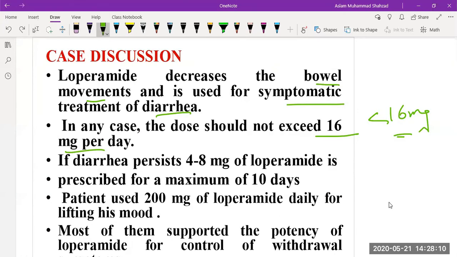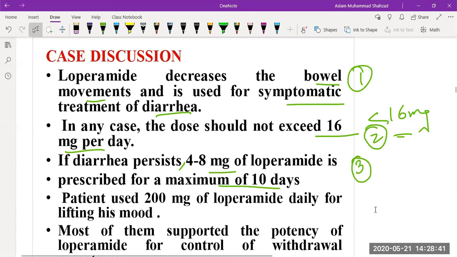Under normal circumstances, if diarrhea persists, 4 to 8 milligrams of loperamide is prescribed for a maximum of 10 days. These points apply under normal circumstances for the treatment of diarrhea. The dose must not exceed 16 milligrams, and if the diarrhea persists, a dose of 4 to 8 milligrams for a maximum of 10 days can be given. More than that cannot be given. If the problem has not been solved, then we need to look at alternative treatment.